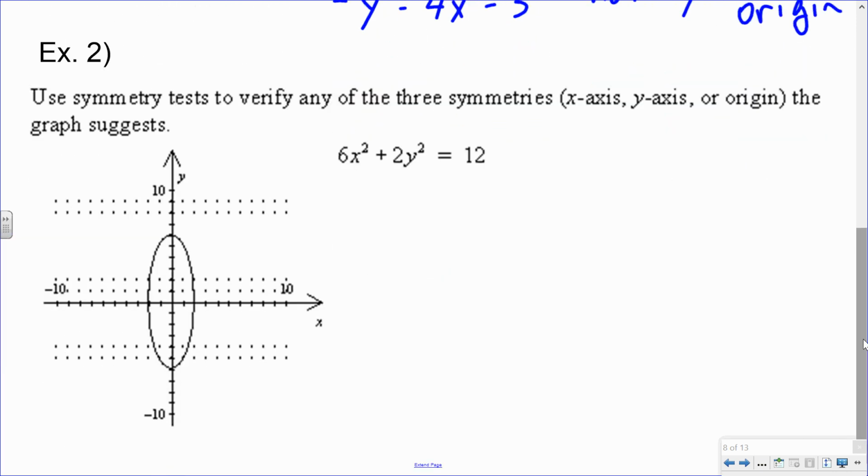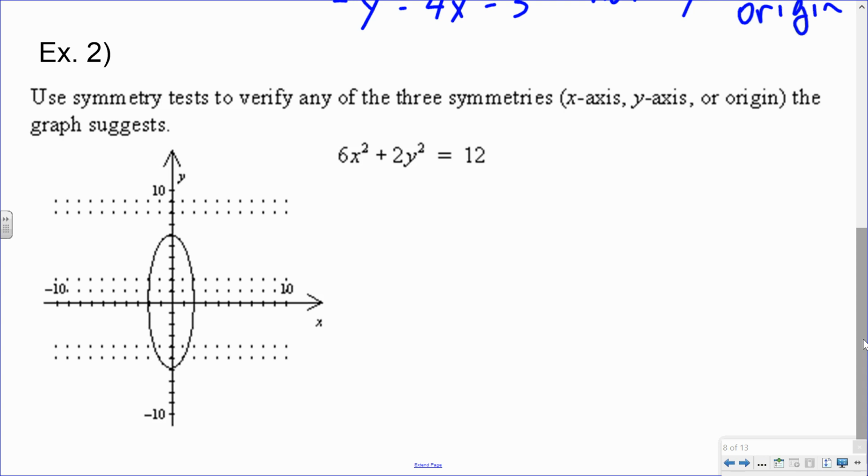Okay, what about this one? Give me your prediction. Ashani, what do you think? What kinds of symmetry do you think that might have? So it looks to you like maybe top and bottom match and left and right match. What about origin? Do you think you can spin it and it matches? Looks like if you turn it exactly upside down, the shape would look the same. So our prediction is yes for all three. Let's see if that's what we got with the algebraic tests.